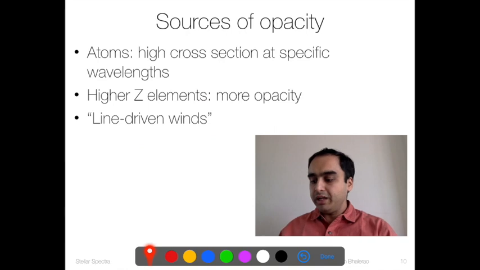Okay, and there's something called line driven winds. So if you have very hot stars, there's a lot of intensity, a lot of light being emitted by those stars, and the outermost layers of those stars are seeing all of these photons coming in. Now if an atom absorbs that photon, then the atom is going to get the momentum of the photon. Remember, momentum has to be conserved, and that atom itself will now slowly start moving out.